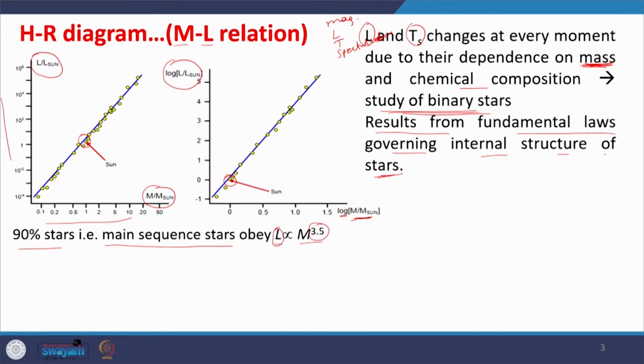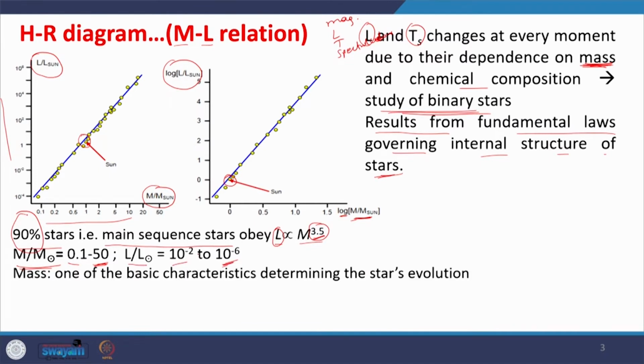The luminosity of a star is proportional to the mass to the power of 3.5. Not for all stars, but yes, for stars lying on the main sequence, and the mass is varying with respect to the sun's mass, like 0.1 to 50, as I have discussed earlier, and log of L by L naught is ranging from -2 to 6 for these stars. Okay. And as I said, mass is one of the basic characteristics determining the evolution of a star.